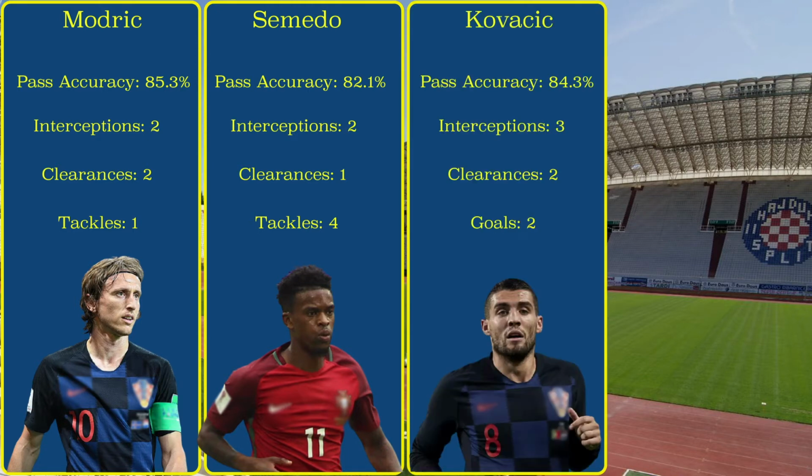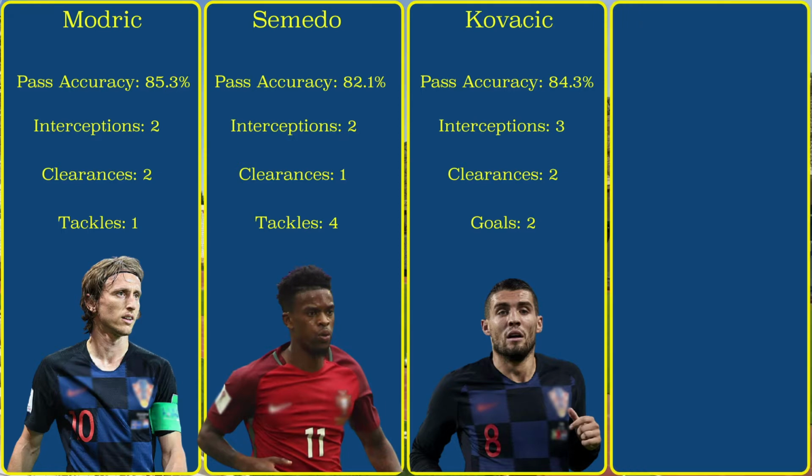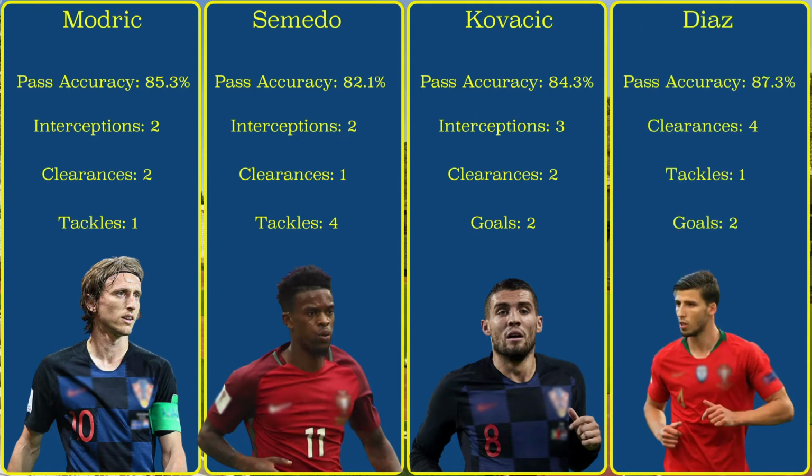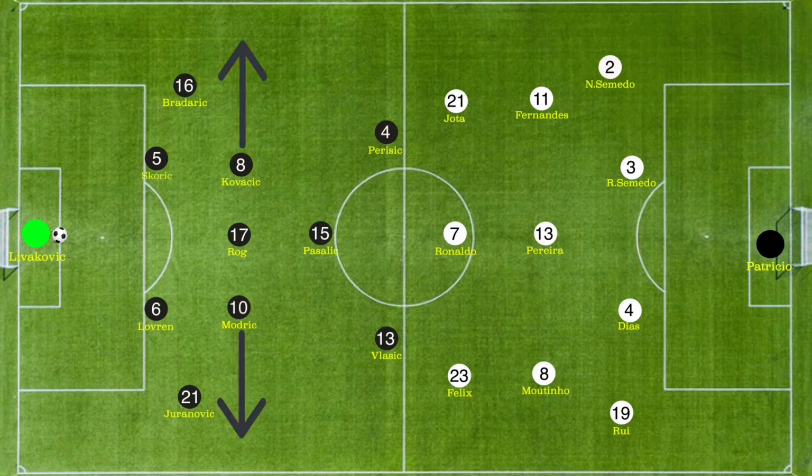Kovacic was a standout performer in the Croatian team. His passing accuracy was 84.3% and his 2 goals kept his team in the game till the last moment. For the Portuguese team, Ruben Dias was a standout performer. His first goal helped Portugal equalize in the second half, and his second goal helped Portugal win the match in the 89th minute. Let's take a look at how Croatia attacked.